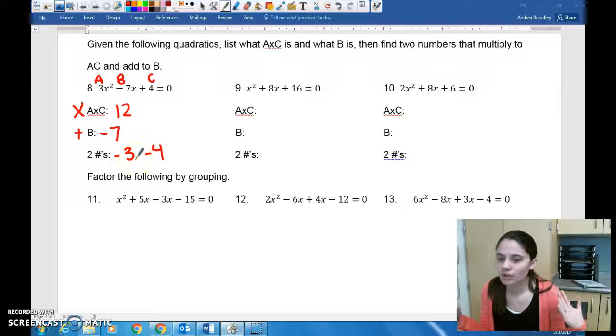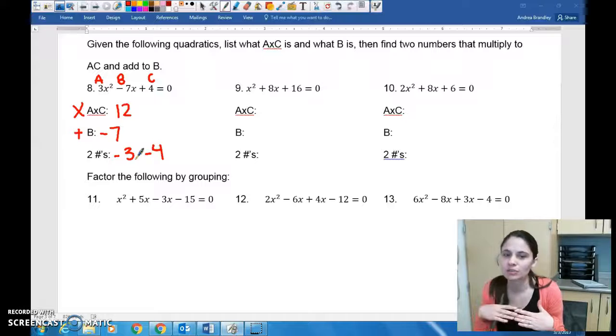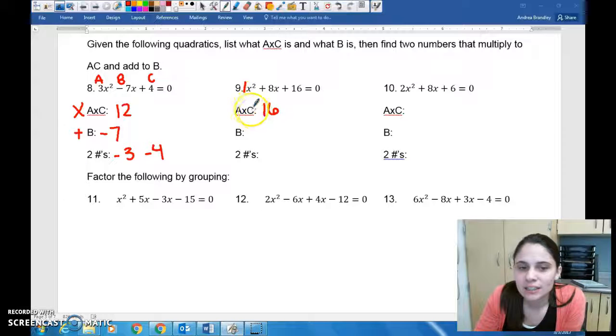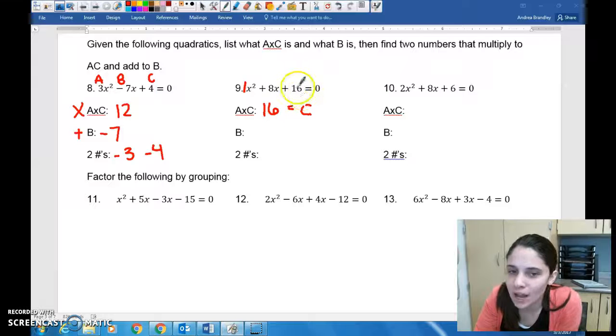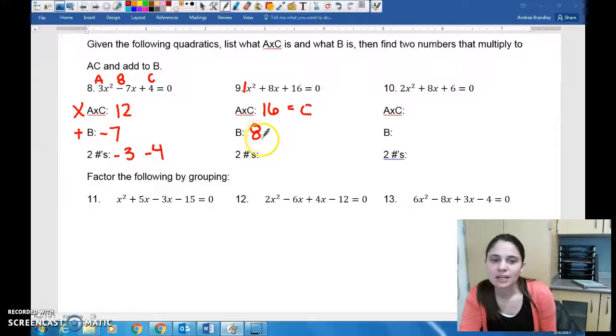So you can kind of do it whatever way works for you, but if you have a hard time thinking of it, that's an organized method to do it. Start with 1 times 12, 2 times 6, 3 times 4, and keep going until you have two numbers that work. So if I look at number 9, again with no number here, this is just a 1. So 1 times 16 is 16. So notice that when your a is 1, your a times c is the exact same thing as just your c, because if you multiply this by 1, it's going to stay the same. And then your b is 8. So two numbers that multiply to 16 and add to 8.